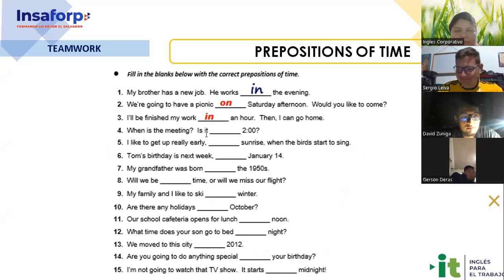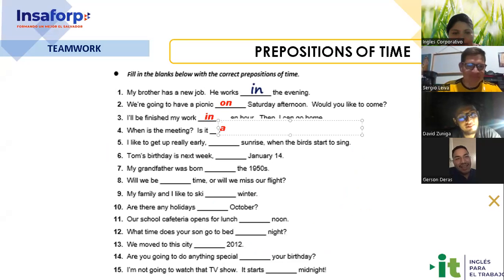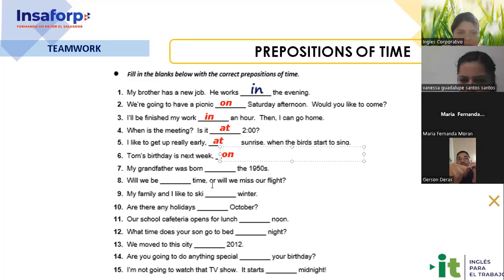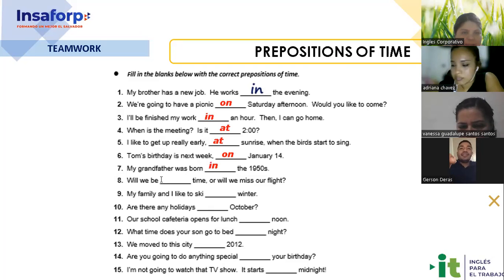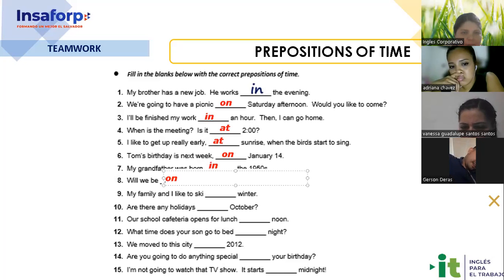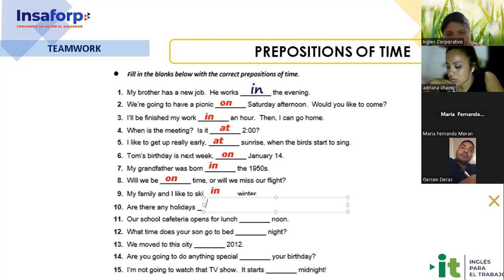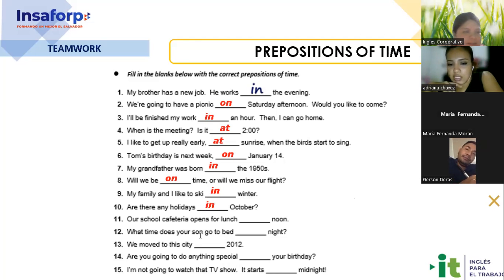Okay. How about this one? Number four. At. Okay. Number five. What do you have for number five? At. At sunrise. Okay. Tom's birthday is next week. On. Okay, excellent. Number seven. On time. Number nine. In winter. Okay, number 10.